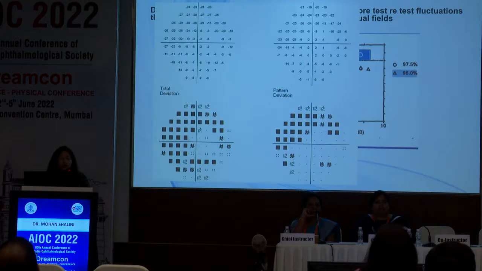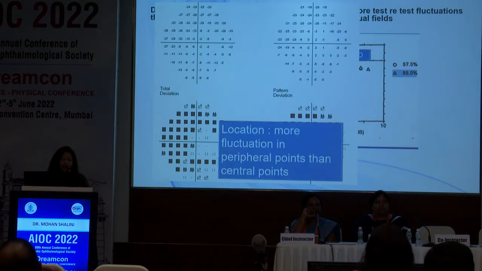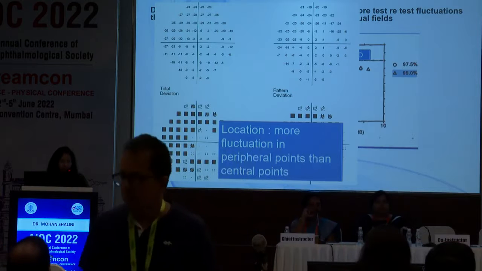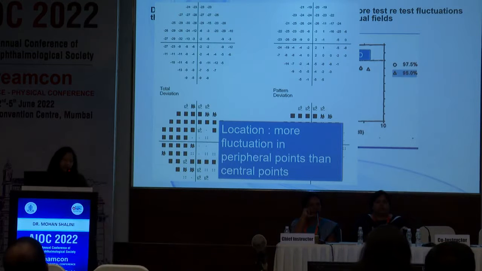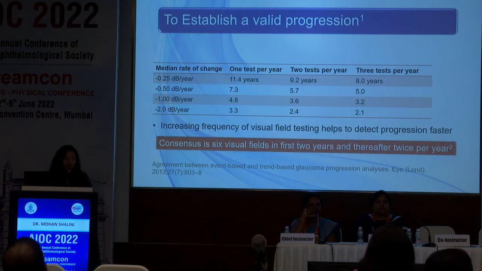Moreover, as we just saw in the talk of Dr. Ankur also, whenever peripheral points are being assessed, there is more test-retest variability. So these things need to be considered whenever we are assessing progression, and if we don't consider them, we are likely to miss something important. To establish a valid progression, it is important to have at least 6 visual fields in 2 years' time. Then only can we get the exact rate of progression, and accordingly we can modify our treatment.